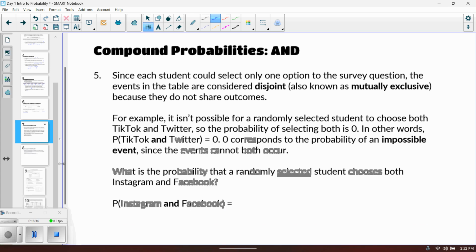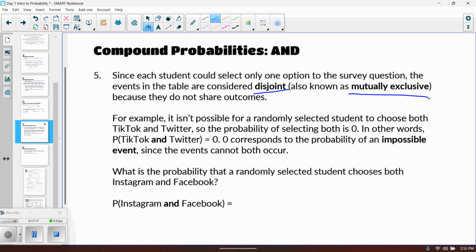Since each student could select only one option in our survey that we did, the events in this table are considered disjoint, also known as mutually exclusive. You are definitely going to need to know those vocabulary words. The reason they're called disjoint or mutually exclusive is because they don't share any outcomes. In our case, I did not allow you guys to select more than one. So there is no way that you could have selected two different things in our probability experiment. All of the outcomes, Facebook, Twitter, Snapchat, all that stuff, are mutually exclusive. It's disjoint. You could only have one. You could not have both or several.